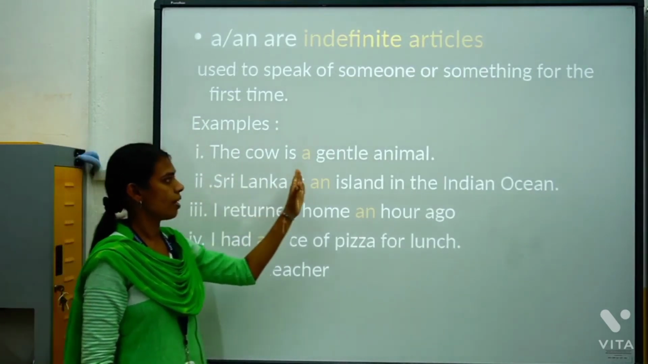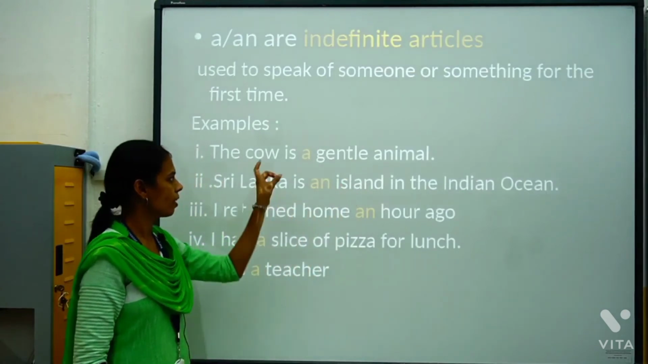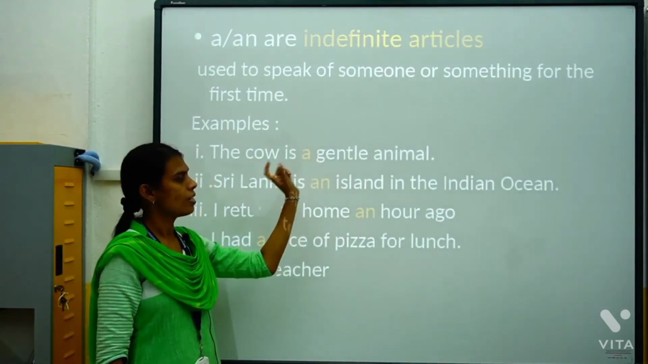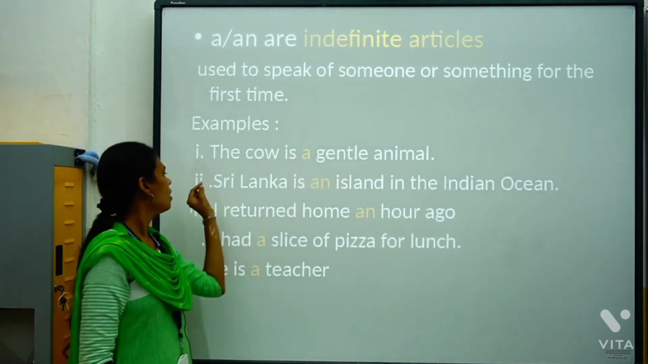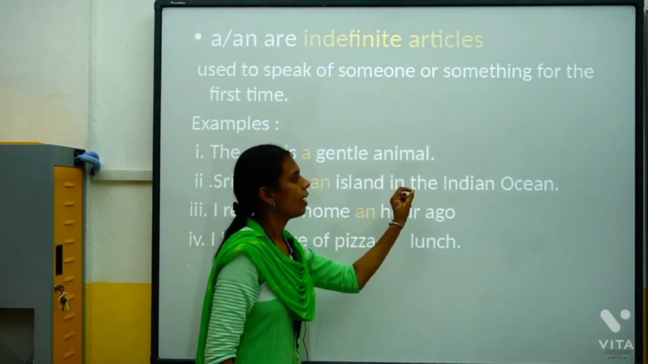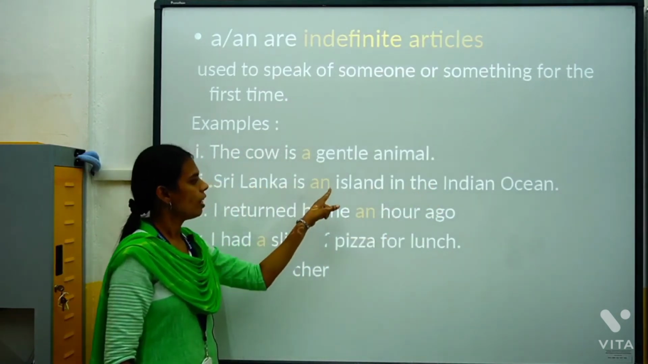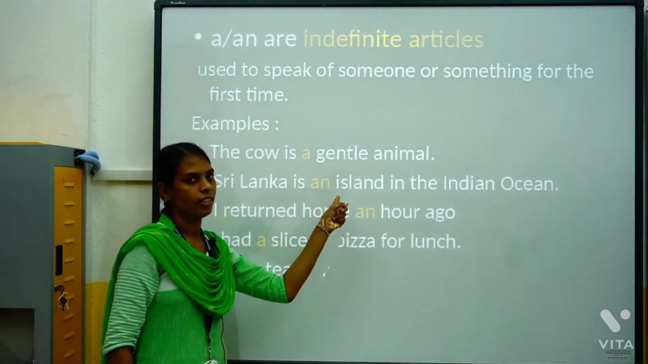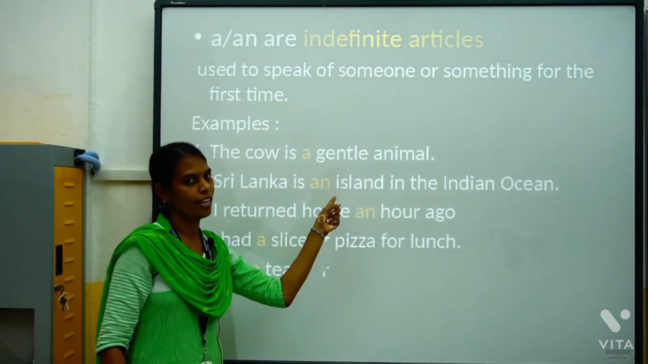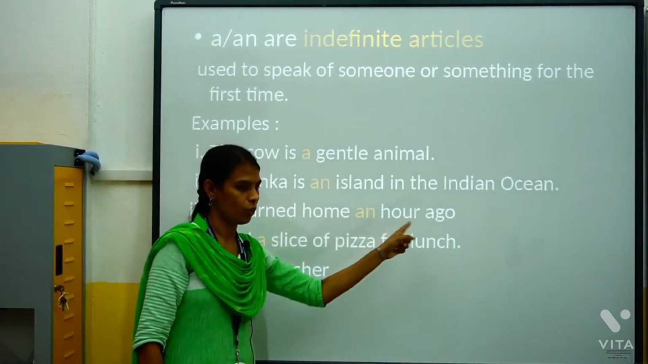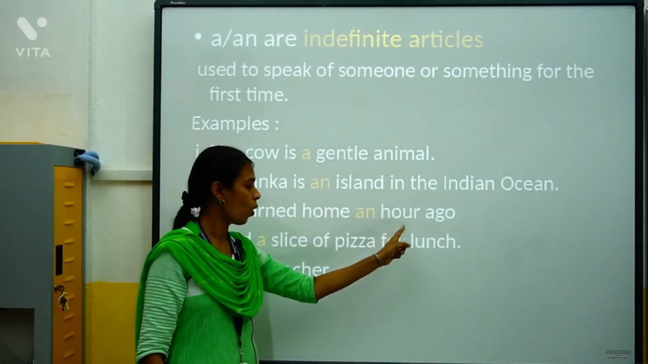The first, we have given a few examples so that you will understand better, okay? The cow is a gentle animal, okay? Cow is a gentle animal. We are speaking about a particular thing. Then, Sri Lanka is an island in the Indian Ocean. So here, why are we adding "an" here? Because before that there is a vowel sound, A, E, I, O, U, right? So, okay. I returned home an hour ago. See, same thing, an hour ago.